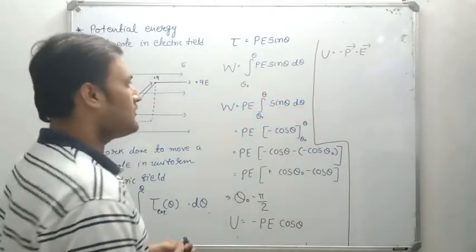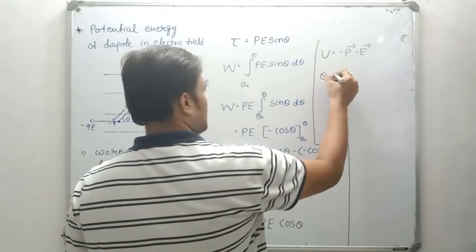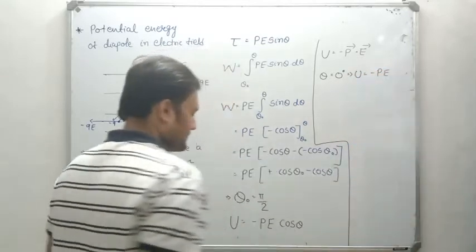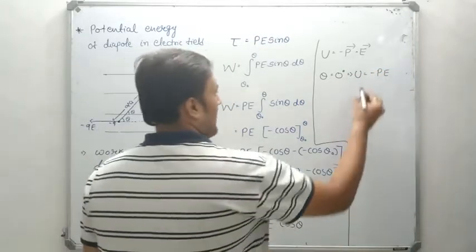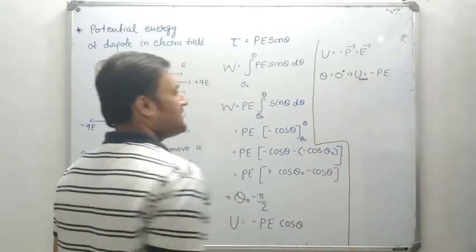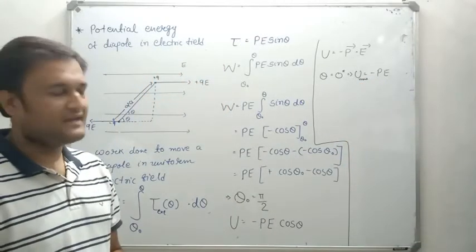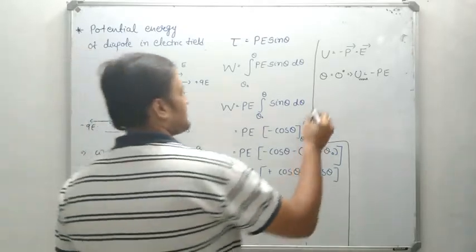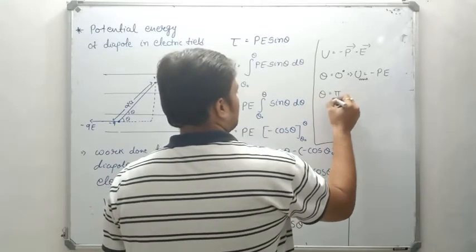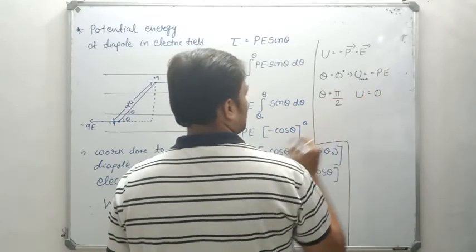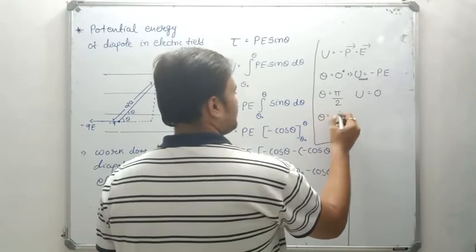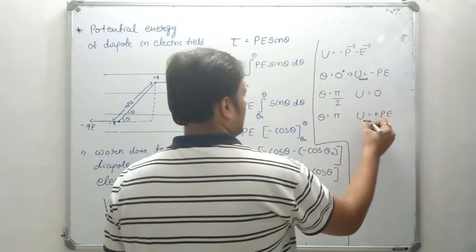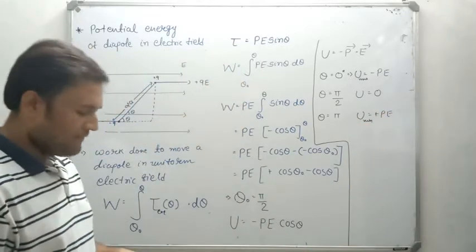When theta is equal to 0, U is equal to minus pE, because cos theta is 1. At this time the potential energy U is minus pE. When theta is equal to pi by 2, U is equal to 0. And when theta is equal to pi, U is equal to plus pE, and that is the minimum potential energy. Why minimum potential energy?